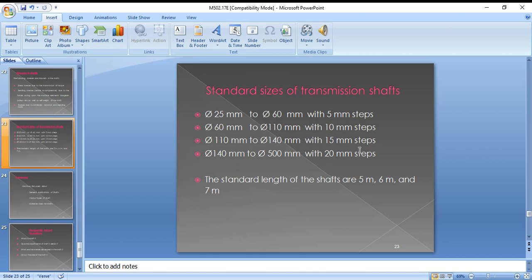So these are the different diameters and different sizes. These are the standard sizes. If you want, they can be readily available. If you want different sizes, you have to give dimensions and they can be specially made. So these are the different sizes of transmission shaft, which is used to transmit the power. These are the general shafts.